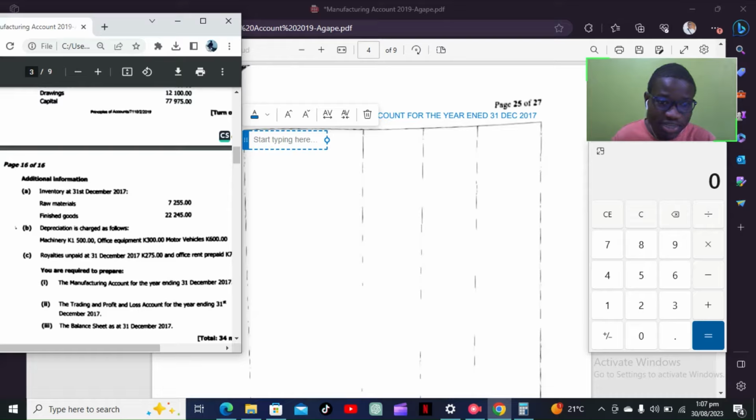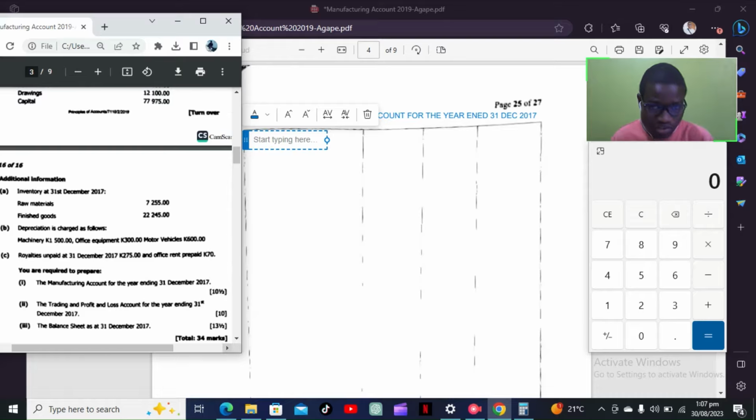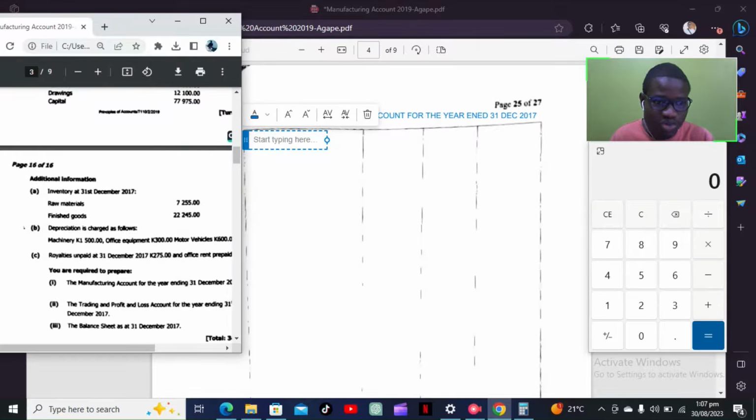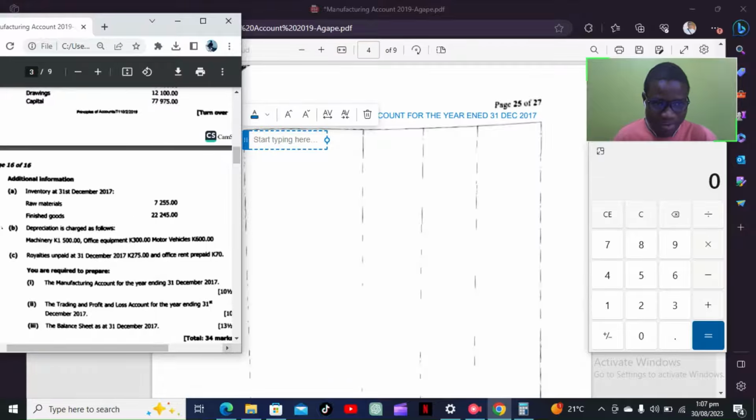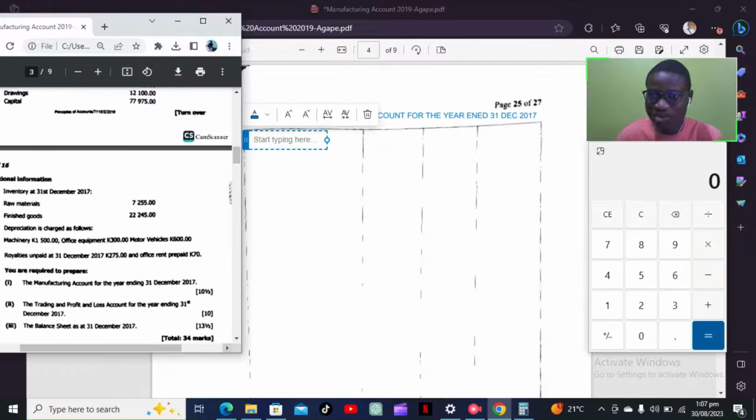Then we also have rent for the office, so the rent for the office, not for the factory, because there's rent for the factory and there's also rent for the office. So for the office we have rent which was unpaid, 70 kwacha. Then now the question is, you are required to prepare the manufacturing account for the year ending 31st December 2017.